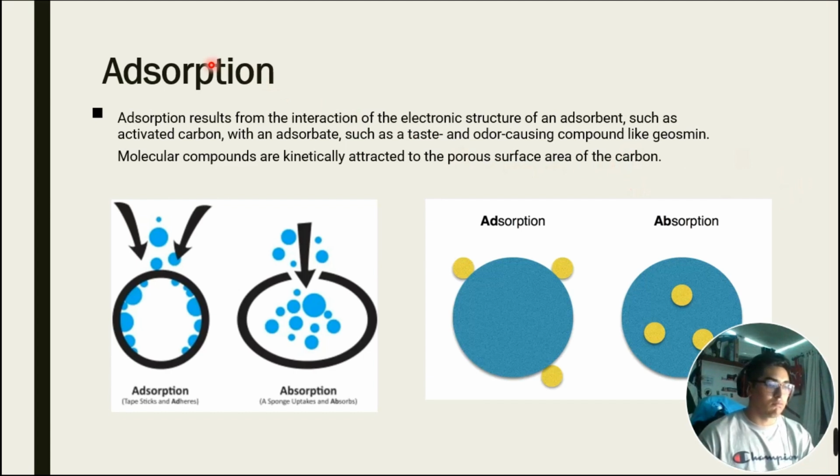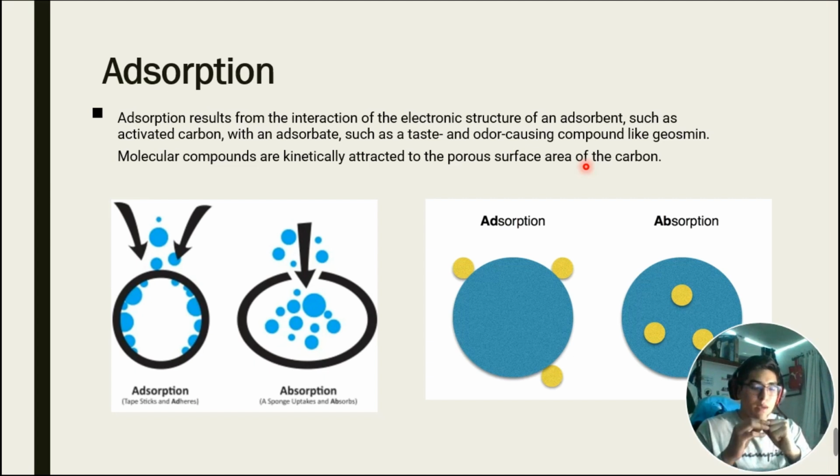So, what is absorption? Well, the absorption results from the interaction of the electronic structure of an absorbent, such as activated carbon, with the absorbate, such as geosmin and other odor causing compounds like jasmine. Molecular compounds are naturally attracted to the porous surface area of the carbon. What does it mean? That this process is the one in charge of making sure that the water you are consuming, once you add the activated carbon, doesn't have any kind of odor later, because this happens, right? So there you have your carbon.